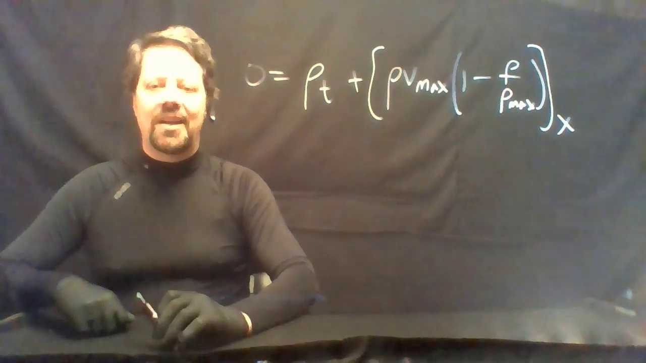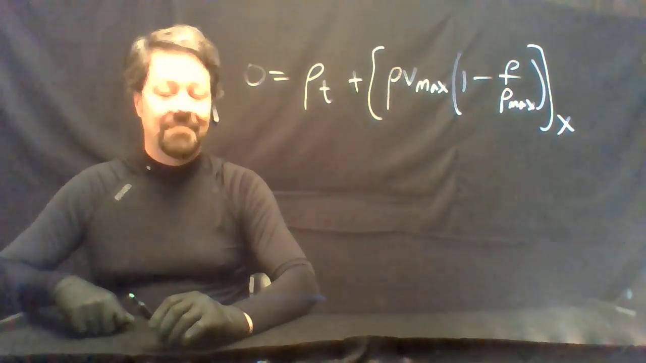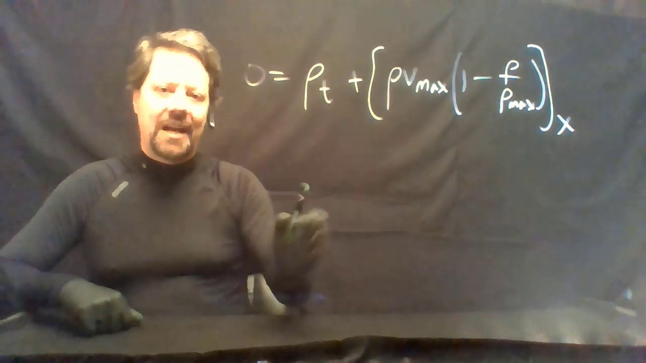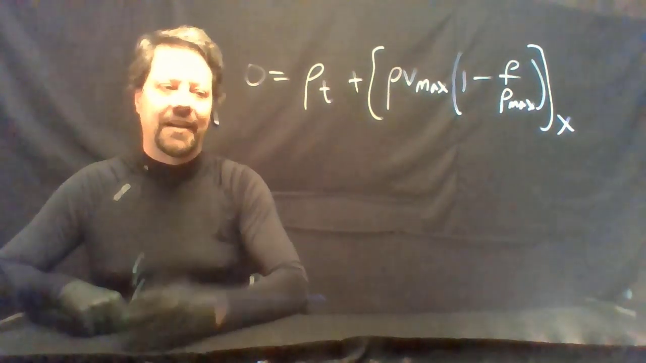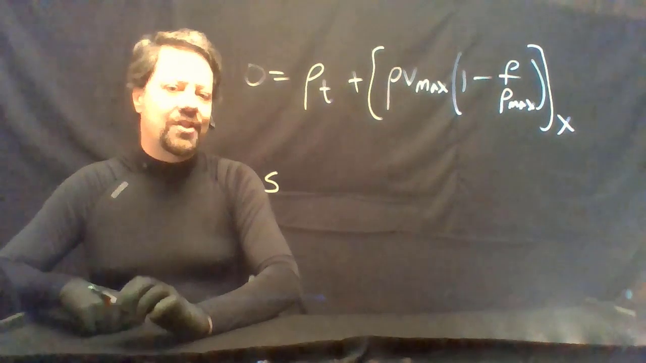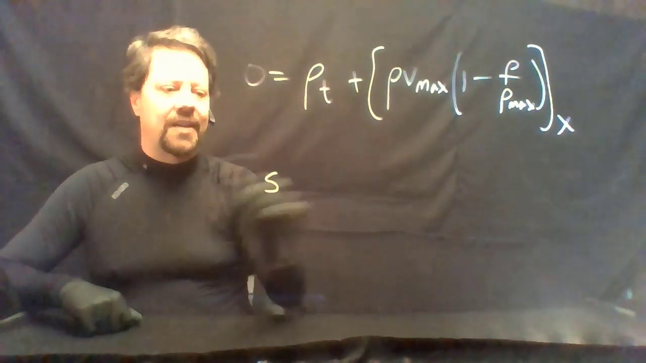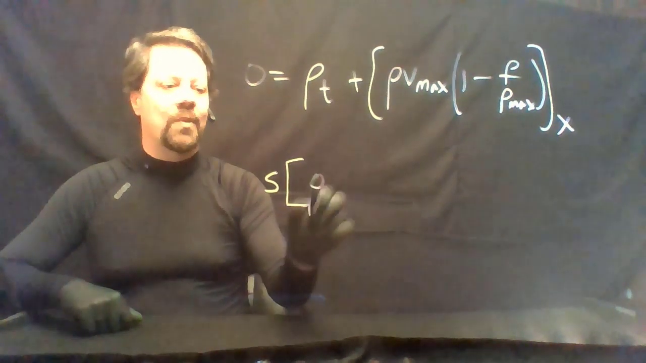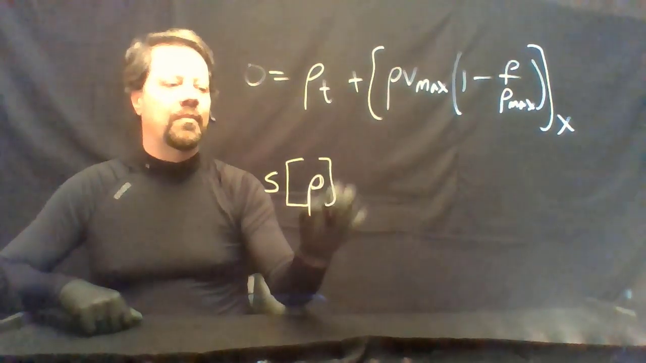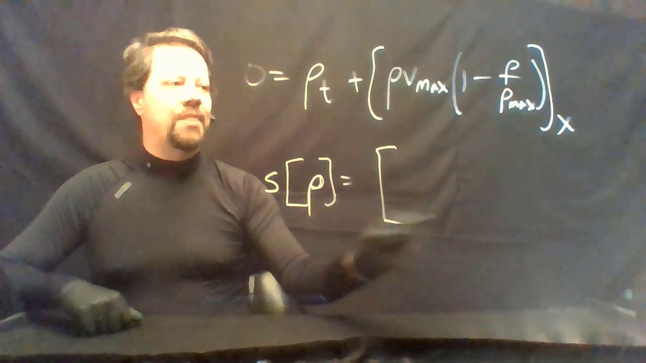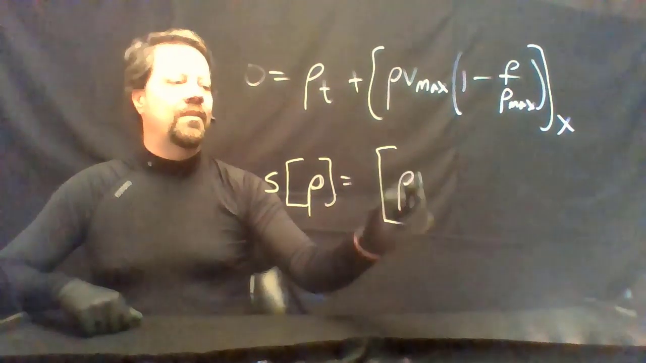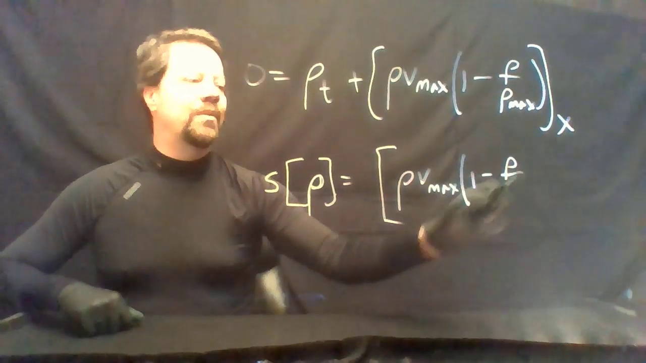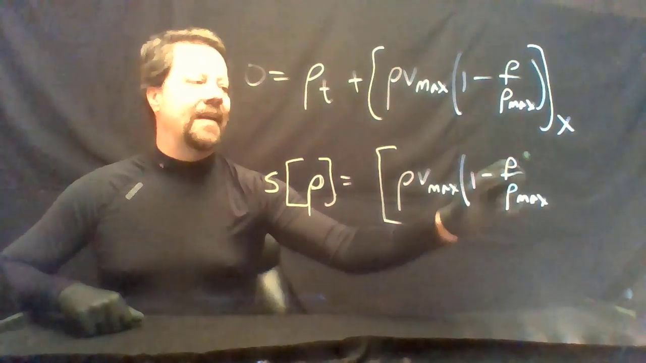If there should be a sudden disturbance in traffic, let's suppose you slam on your brakes, that will cause a chain reaction that will go backwards through traffic. If there is a shock wave in traffic, a sudden change, it will have to satisfy s times the jump in the conserved quantity rho equals the jump in the fluxes, rho v max, times 1 minus rho over rho max.